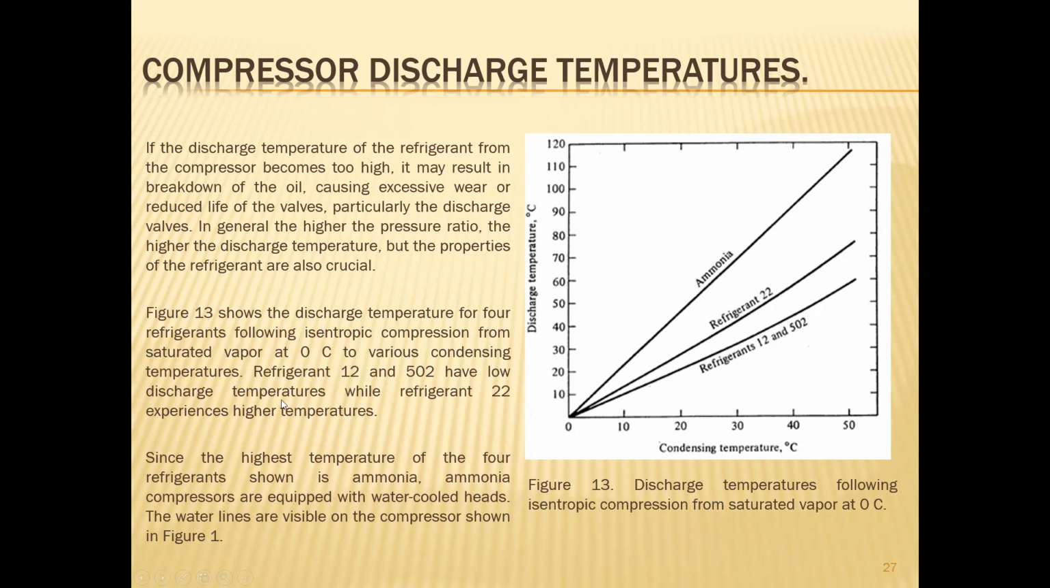Refrigerants 12 and 502 have low discharge temperatures, while refrigerant 22 experiences higher temperatures. So if that is not acceptable, you can change the refrigerant. This is an application of refrigerants 12 and 502 at low discharge temperature. The highest temperature of the four refrigerants shown is ammonia. Ammonia compressors are equipped with water-cooled heads, so the water lines are visible on the compressor shown in Figure 1.